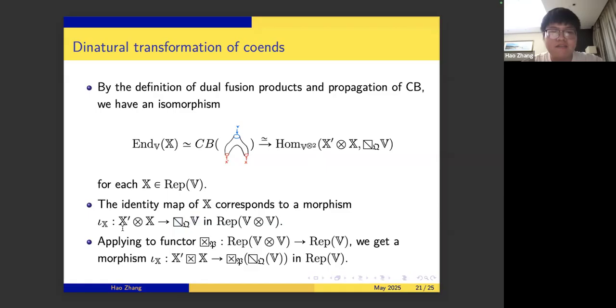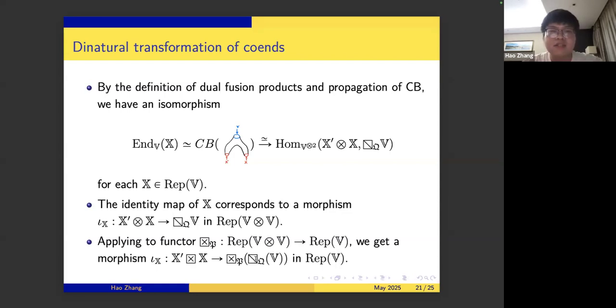If you apply the bifunctor fusion P to this morphism, you will get a new morphism. We also denote this morphism as iota X. This will be a morphism in rep V, and it will become the dinatural transformation of this V module as a coend.